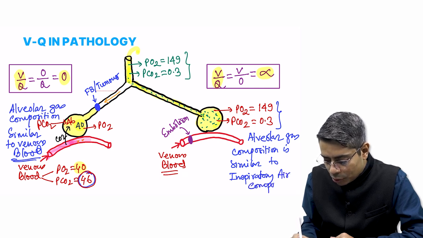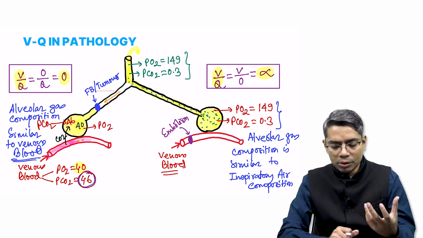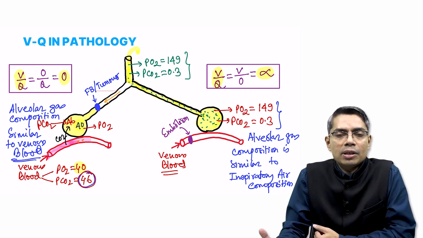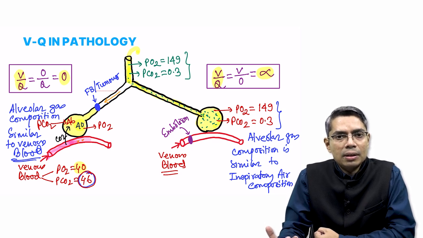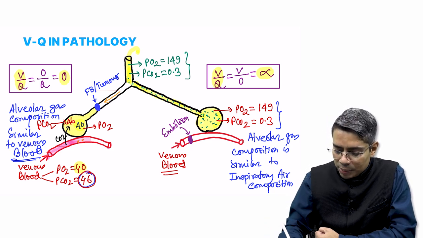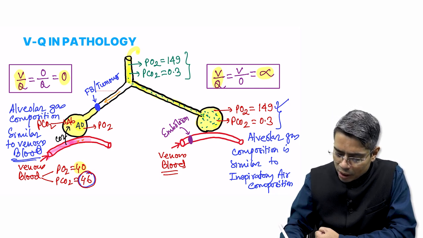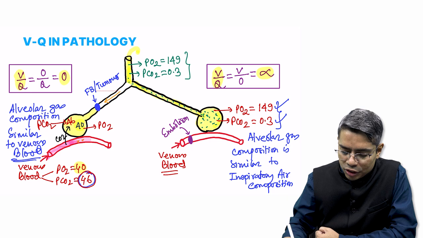Getting my point? Whenever one alveolus is devoid of any circulation, or whenever one embolism is blocking alveolar blood flow, what happens? The alveolar gas composition will be similar to the inspiratory air gas composition. And what is that? The partial pressure of oxygen is very high, that is 149 millimeter of mercury, and partial pressure of carbon dioxide is 0.3, and this is happening with a VQ ratio of how much?